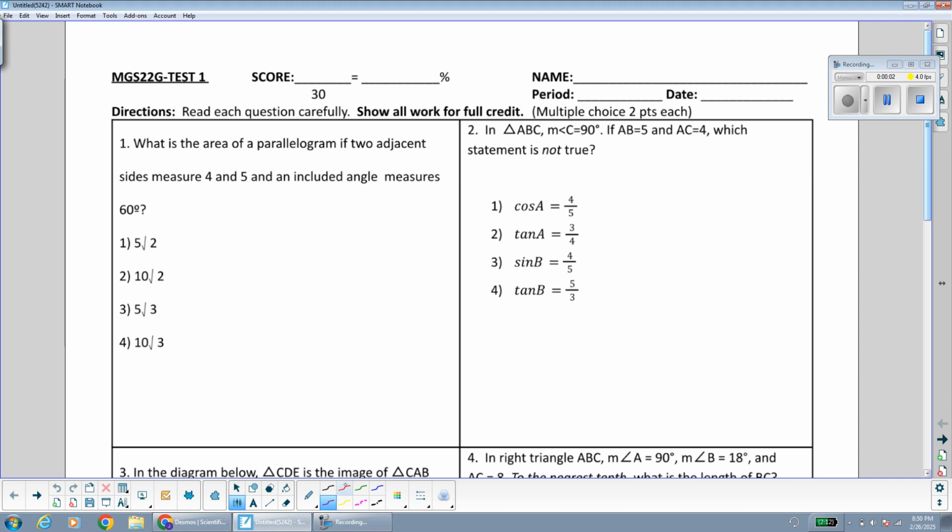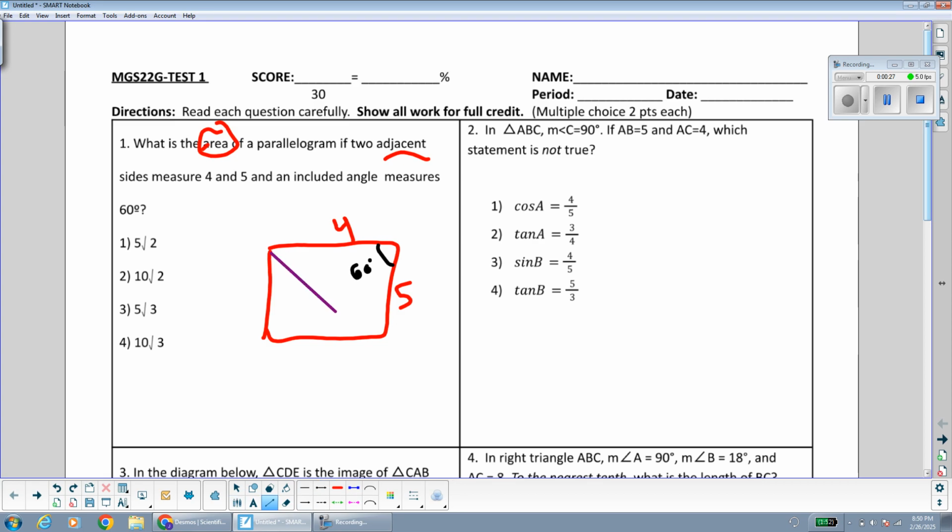What is the area of a parallelogram if two adjacent sides, next to each other, measure 4 and 5, and an included angle, that means in between, measures 60 degrees?